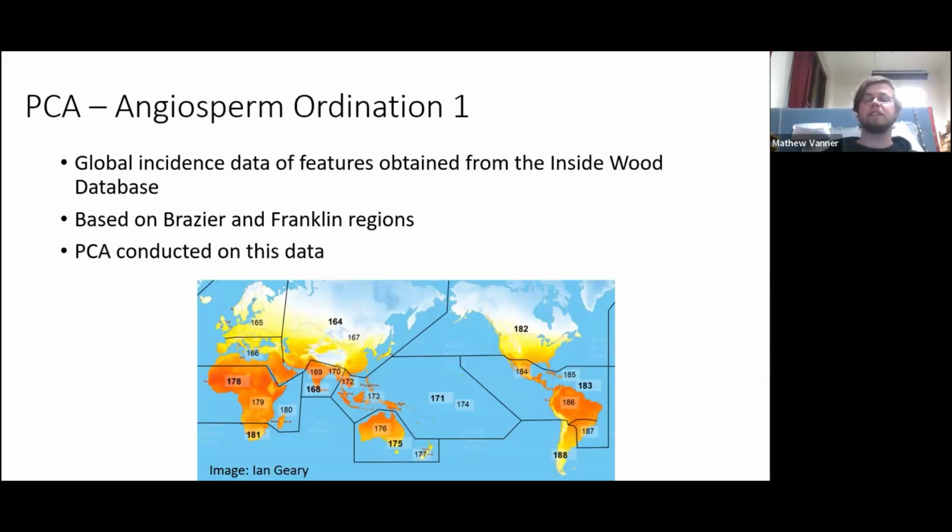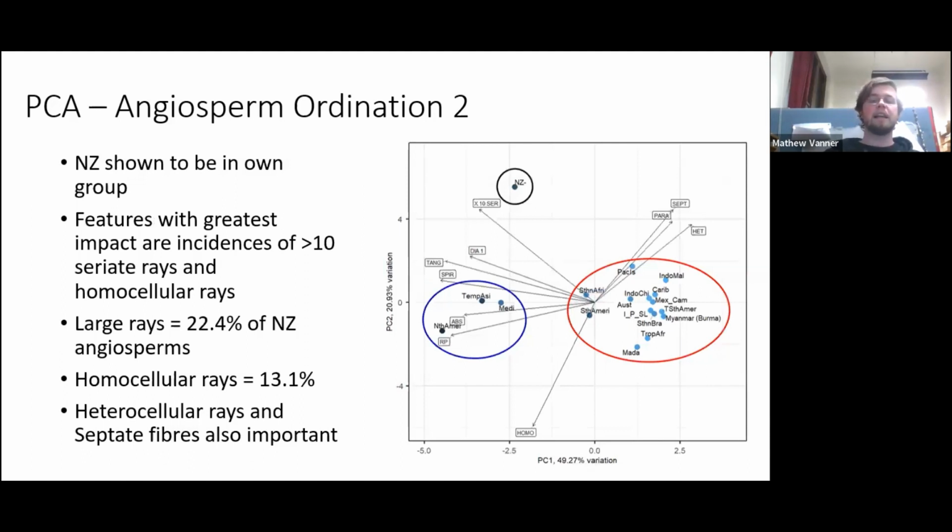I essentially went and got the incidence of all of the features from the rest of the world, and I put them into a big spreadsheet based on the Brazier-Franklin regions, which are the regions that the InsideWood database uses. The result of that was actually quite interesting. New Zealand was shown to be completely separate from every other place in the world.